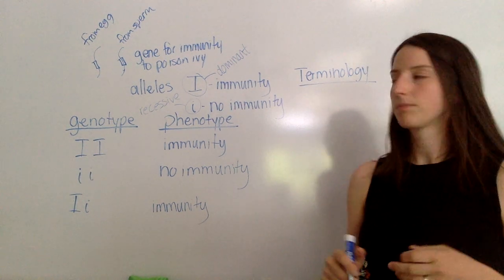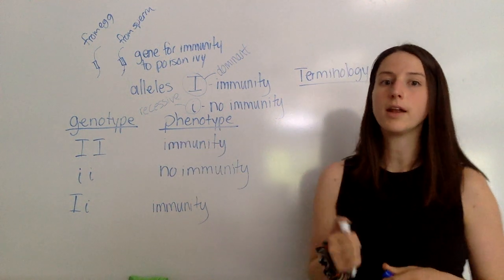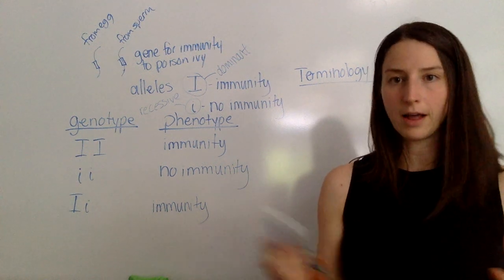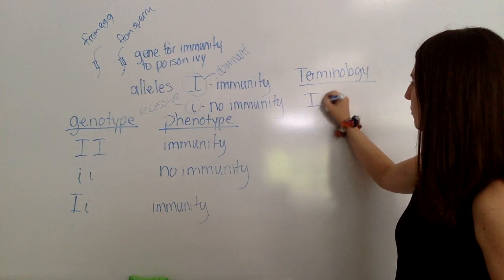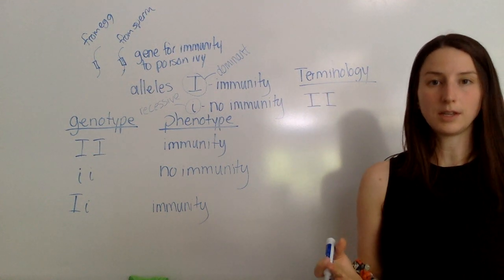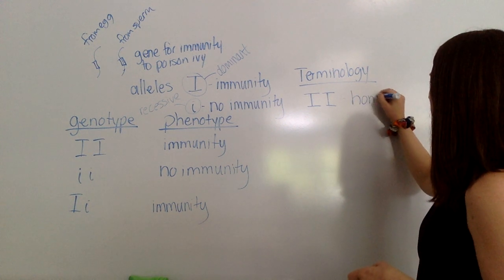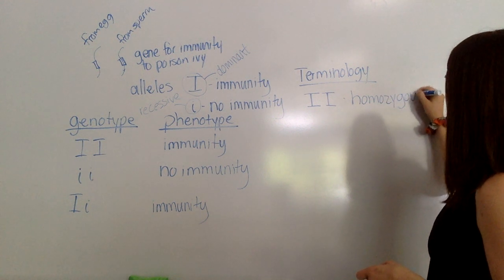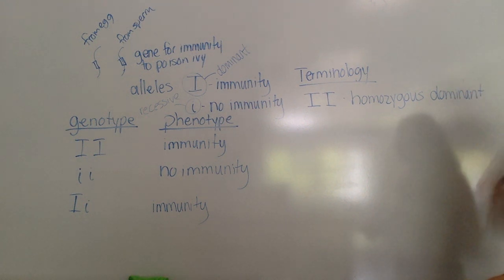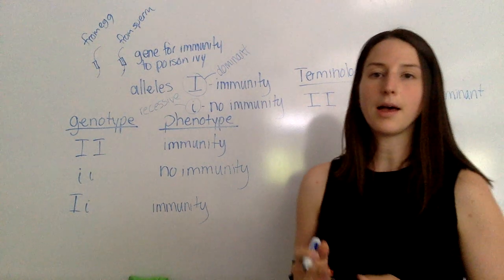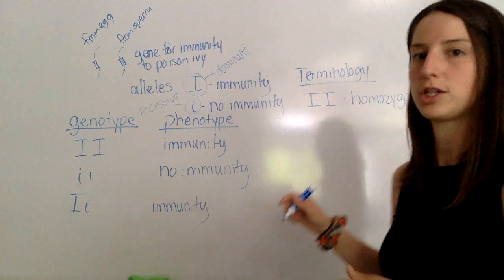So this isn't always going to be immunity and no immunity. Sometimes we might be looking at different things like hair color or flower color. So the terminology we use for when you've got two copies of the dominant allele is homozygous dominant. So homozygous dominant is you've got two copies of the dominant gene. Homo is same, and then dominant for the dominant gene.